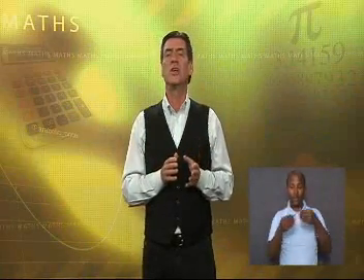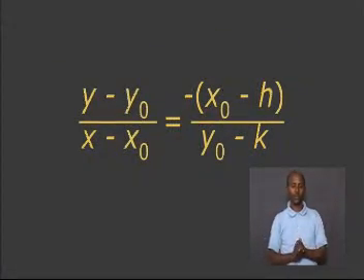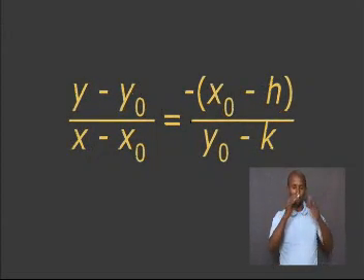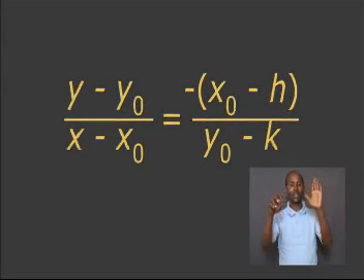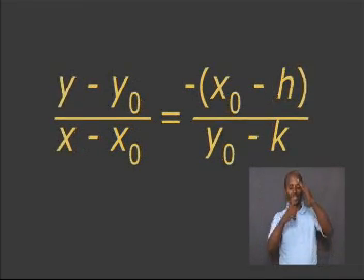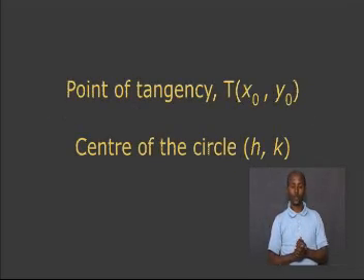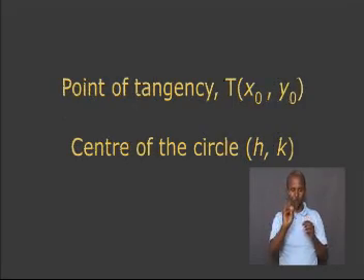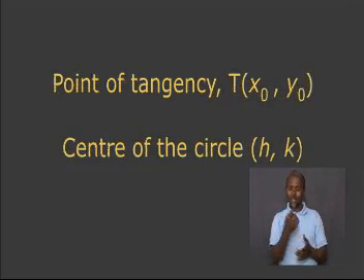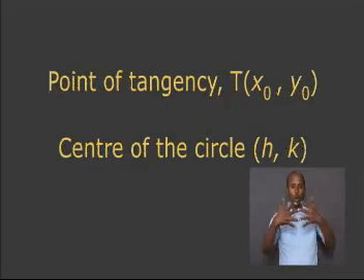If we are given the equation of the circle and the point of tangency, then we can use this formula to find the equation of the tangent line. (y minus y0) over (x minus x0) equals negative (x0 minus h) over (y0 minus k). x0 and y0 are the coordinates of the point of tangency. h and k are the coordinates for the circle's center.